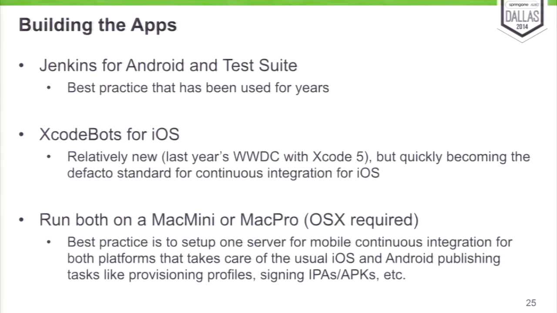What I will say though is run these two in the same box. Do both your Jenkins builds and your Xcode builds, your Android builds and iOS builds on a Mac Pro or Mac Mini. Set it up, and that's just your mobile continuous integration server. The best practice that way is you have one spot that's doing all your signing. You have your keys, your provisioning profiles for iOS, your key store for Android. Get that box set up, and that's your mobile CI server.